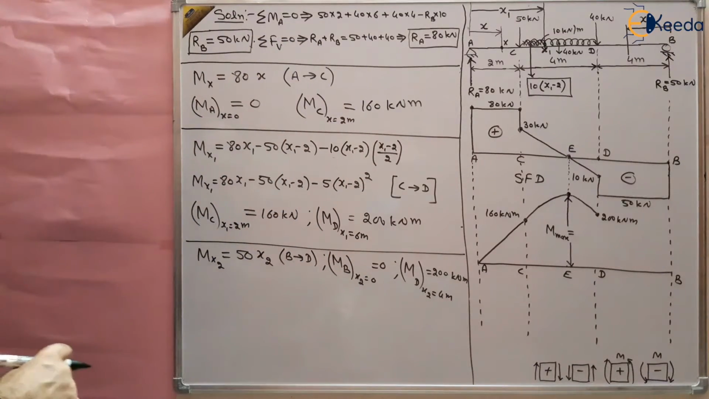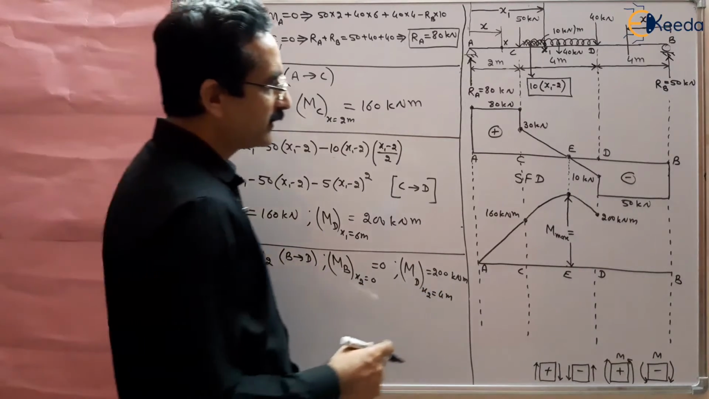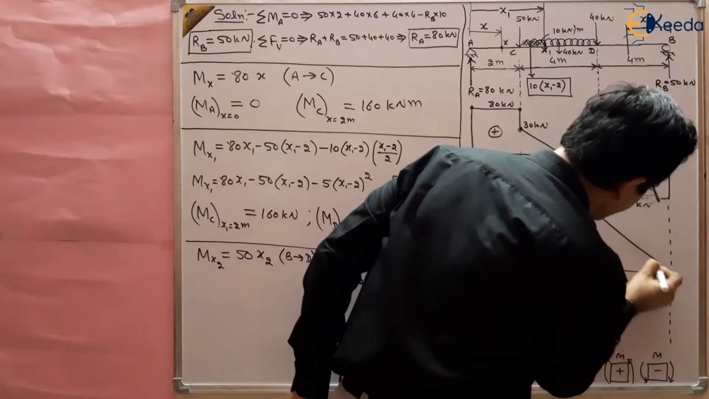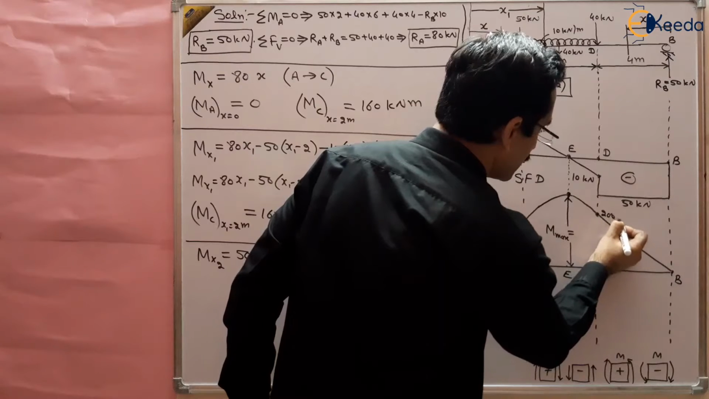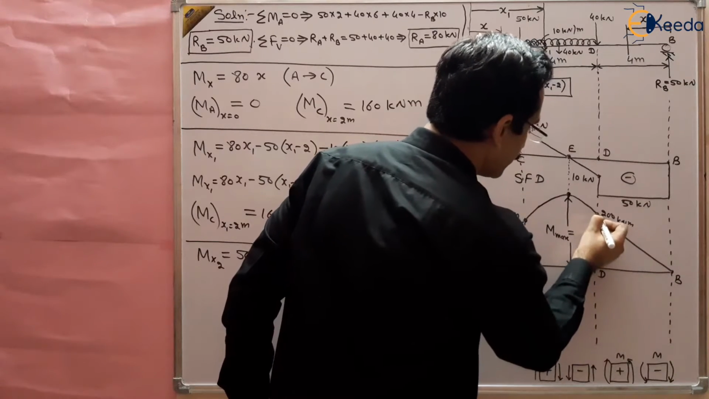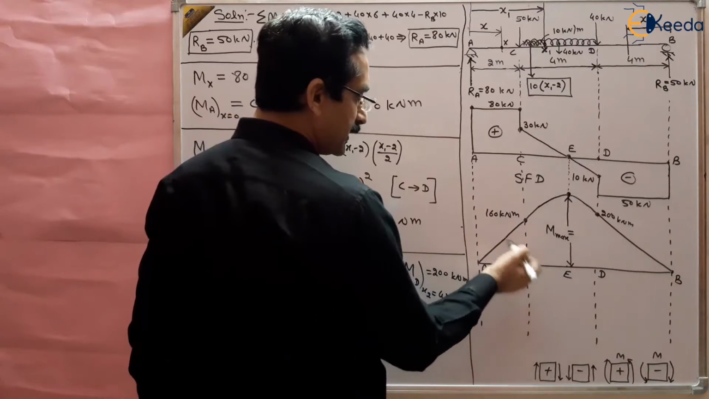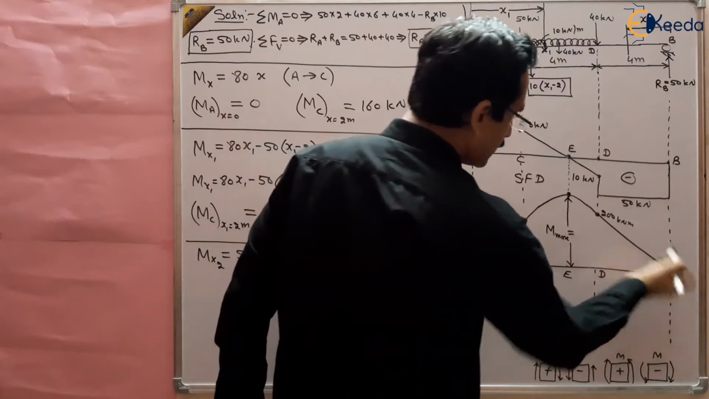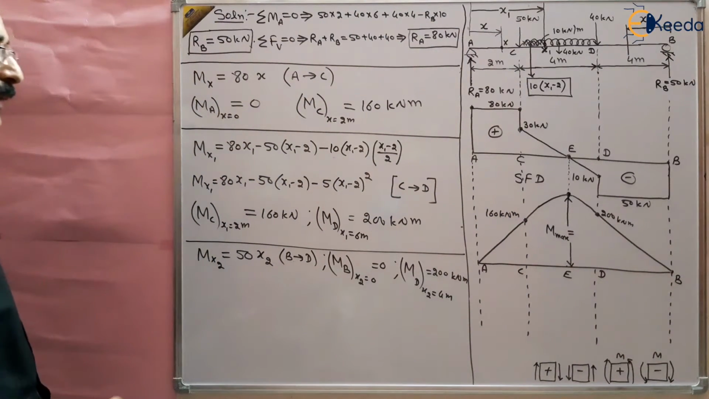Right? So from 0 to 200 kilometer in a linear fashion. So this is again a linear curve. You will get again a linear curve from here to here, like this. So this point is 200 kilonewton meter, and from here to a linear curve. So from A to C it is 160 increasing, then it is a parabolic curve, and then again a linear curve, right? So this is how we draw the bending moment diagram.